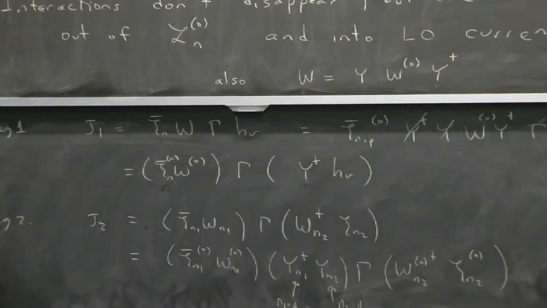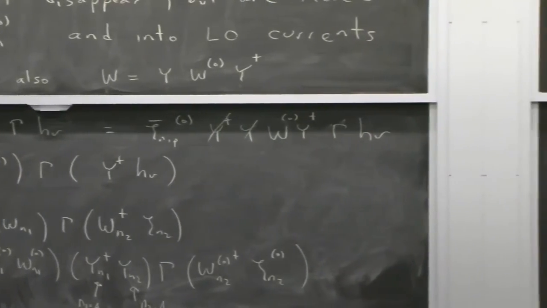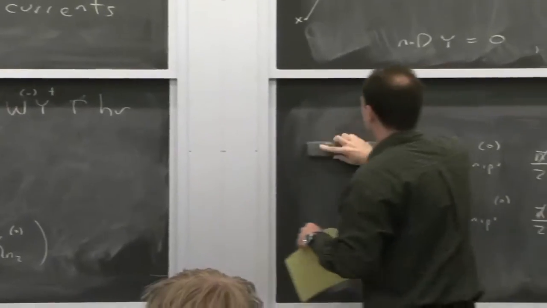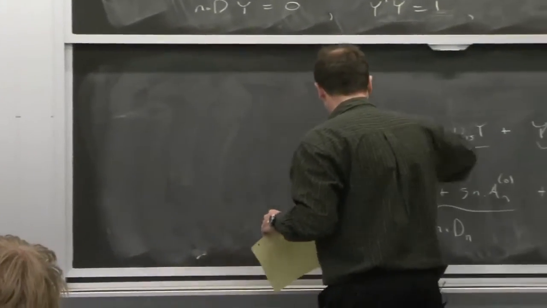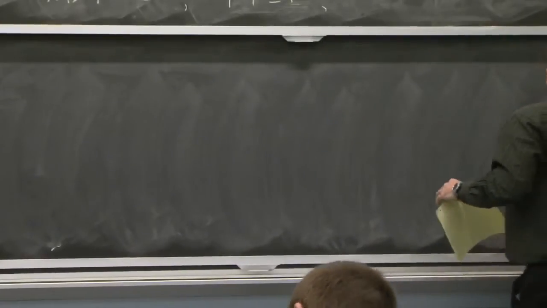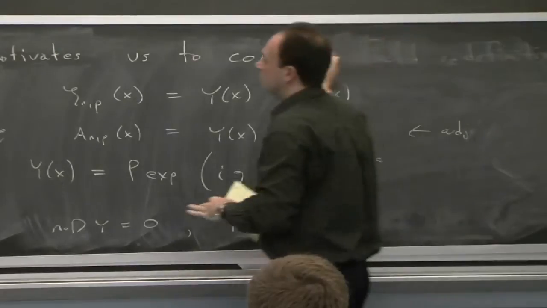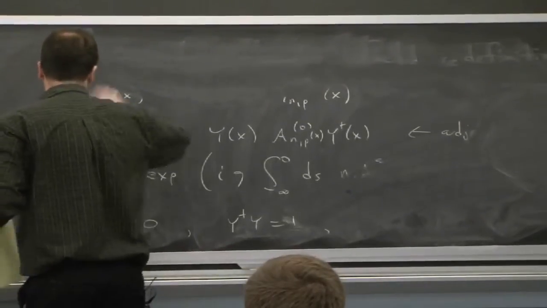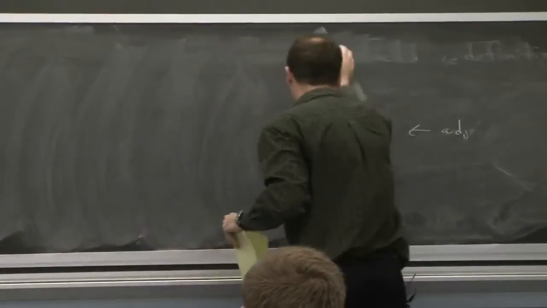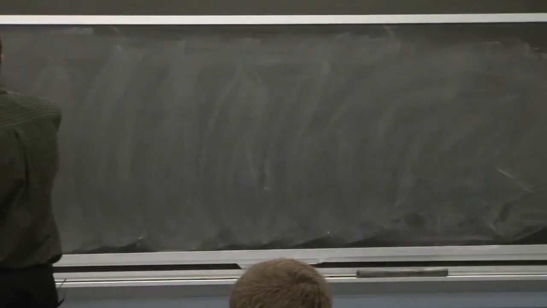OK, so having more than one collinear direction means that you have more than one type of Y showing up. But again, it's just the leading order Lagrangian for each of those sectors that tells you what's going to show up. Let's do one more example.